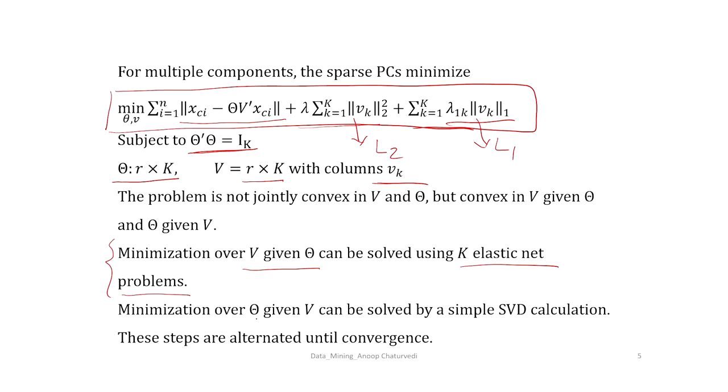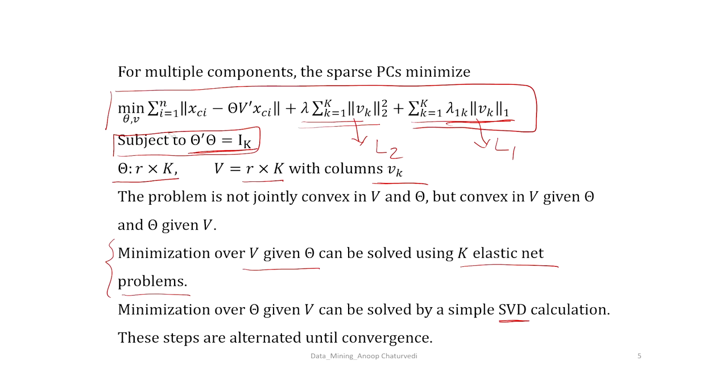And minimization over theta given V can be solved by a simple singular value decomposition calculation. Given V, this term is given, this term is given. So, you just have to minimize this term with respect to theta, subject to this restriction. It is a simple singular value decomposition problem, just like the classical principal component analysis. So, you can easily solve it.